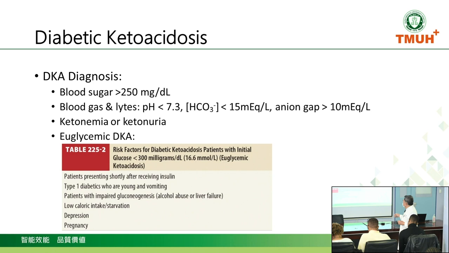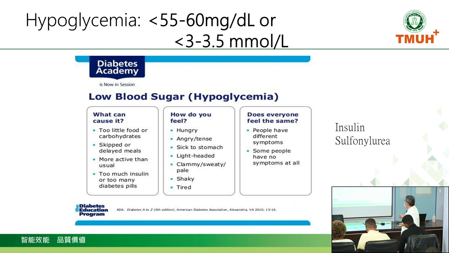Euglycemic DKA: if the initial glucose is less than 100 milligram, or 16.6 mmol per liter, we call this ketoacidosis euglycemic. Hypoglycemia is about less than 3.5 mmol per liter.